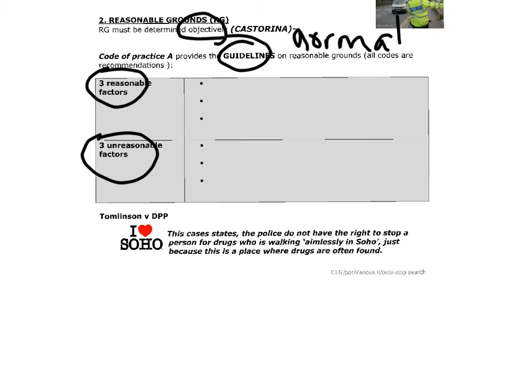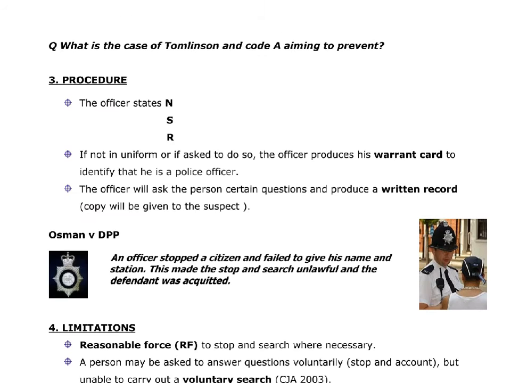Then you just need to turn over onto the next page. Right, so question at the top of the page then, what is Tomlinson and Cody trying to prevent? Well, Tomlinson and Cody are trying to stop people being stopped and searched based upon stereotypes. So it shouldn't be happening that you're being stopped and searched just because of where you are, who you are, etc. So we're trying to make sure that all our stop and searches are reasonable and are not using unreasonable grounds.